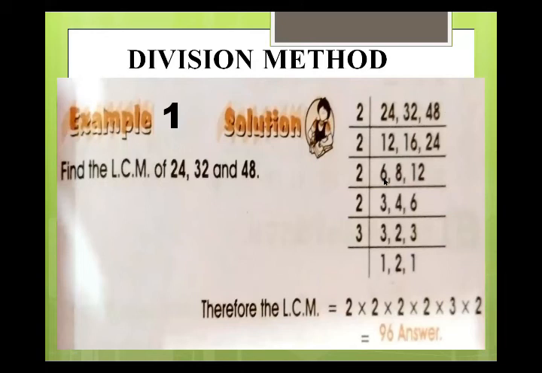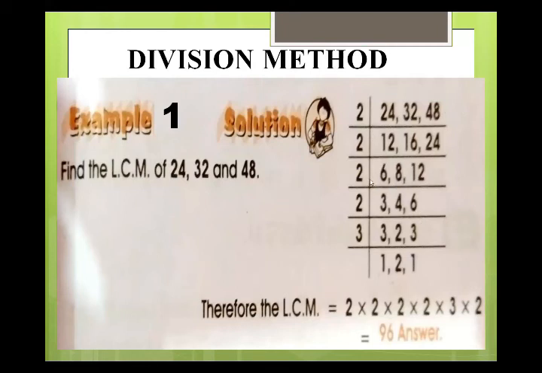Similarly, you check whether all three numbers are divisible by any single prime number. You see that 6 is divisible by 2, 8 is also divisible by 2, and 12 is also divisible by 2. Yes, that's why we take this divisor again. If you divide 6 by 2, the answer is 3. If you divide 8 by 2, the answer is 4. If you divide 12 by 2, the answer is 6.